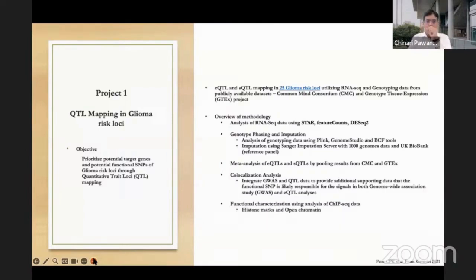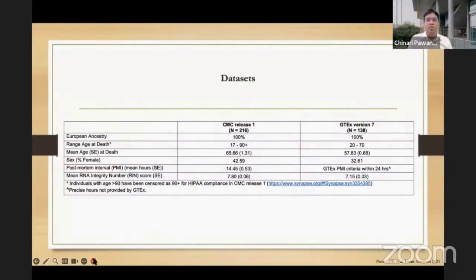We used histone marks and open chromatin to study these, and we visualized the data using a genome browser. So this was a brief summary of the datasets that we used. Basically, we used European ancestry data from both Common Mind and GTEx. And at that study point, GTEx was at version 7, CMC was at release 1.